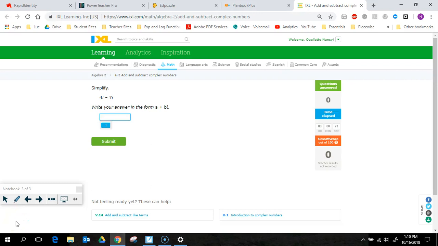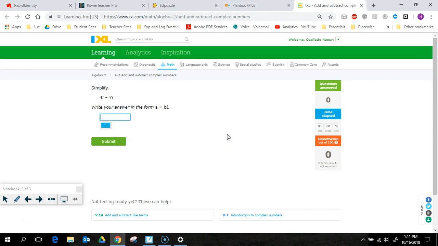Okay, this is IXL section Algebra 2, H.2, add and subtract complex numbers. So here's the thing about complex numbers. When you're adding and subtracting, it's really easy because you just treat that i as a variable. So this particular problem, for example, you've got 4i minus 7i. It could be 4x minus 7x. You work it the same way. You just include the i.